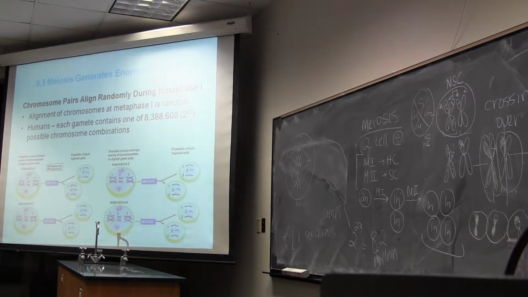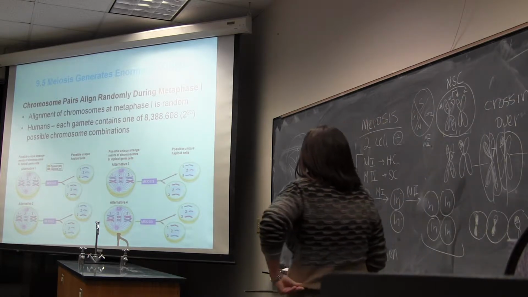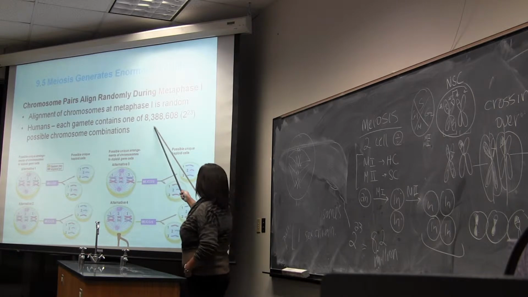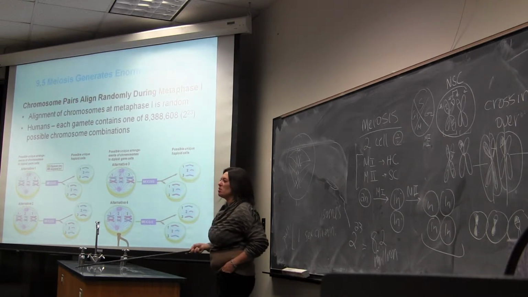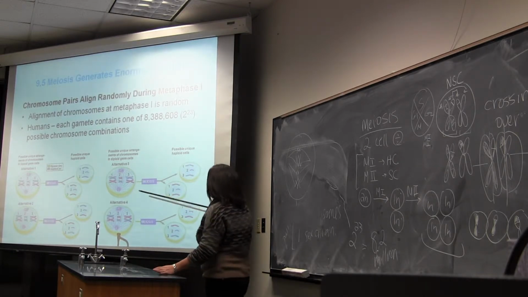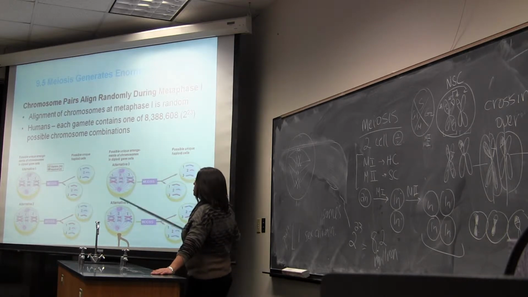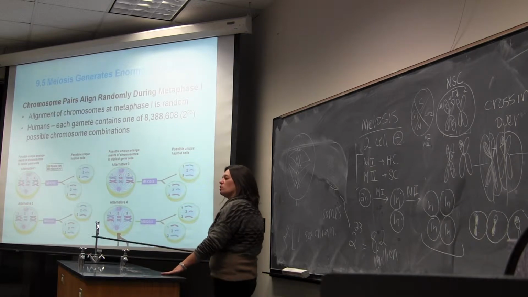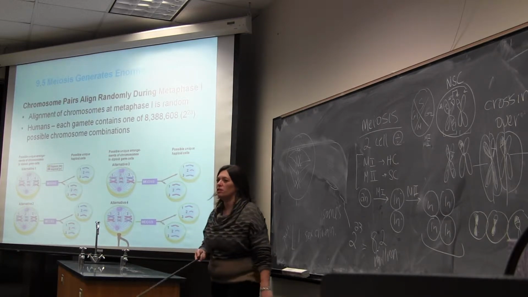And so this is something that we've kind of already talked about. Again, here's that number. It's 8.3. I lied, it's not 8.2. So 8.3 something million possible ways that these homologous chromosomes could line up. And this is showing you different alternatives and what those gametes would be as a result.